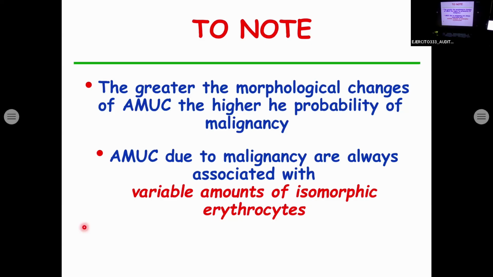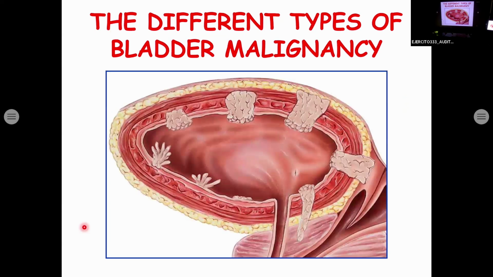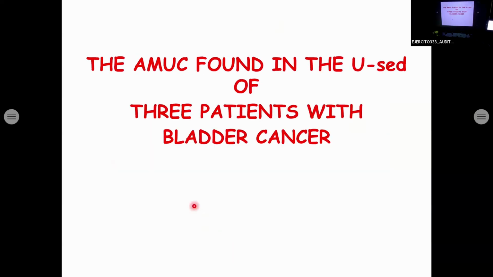And now I will describe 3 patients with bladder cancer and urine sediment. These are the different types of bladder cancers which can be found, okay? Some of them have a very deep invasion throughout the wall of the bladder, while others do not. We will see. The AMUC found in the urine sediment of 3 patients with bladder cancer, 3 clinical cases.